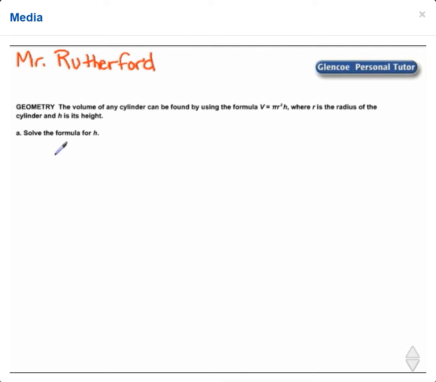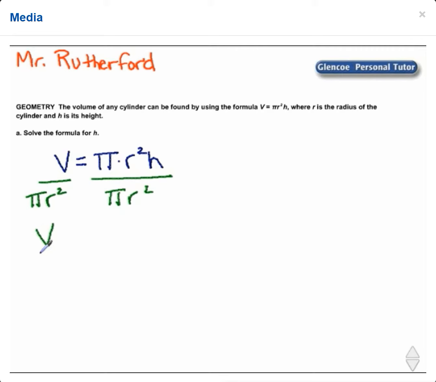Well, we have our volume of a cylinder formula, which is volume equals pi times the radius squared times h. If we're solving for h, we need to divide both sides of our equation by whatever is in front of h, that is pi r squared. So we do that to both sides. And so we're left with volume over pi r squared equals h.